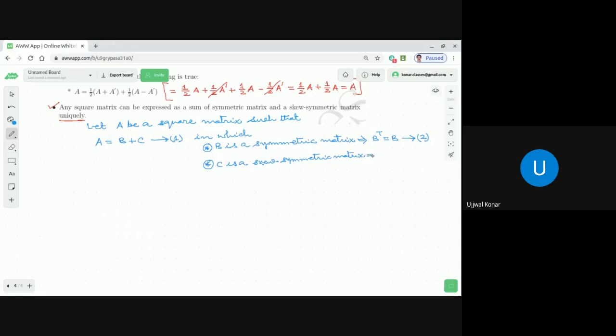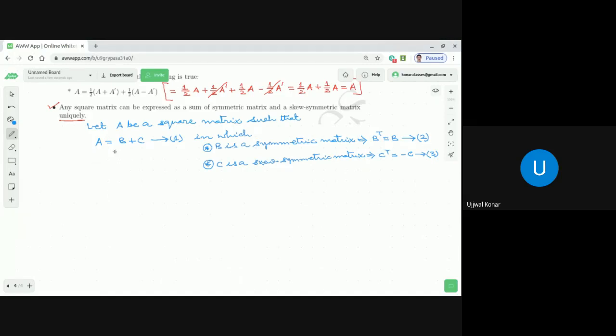That implies, from the definition of skew-symmetric matrix, C transpose is equal to minus C. So this we give as equation 3. So dear students, so far what we have done, we have expressed A as a sum of two matrices in which one is a symmetric matrix, which is B, and another one is a skew-symmetric matrix, that is C. That means A has been expressed as B plus C, in which B is a symmetric matrix and C is a skew-symmetric matrix. Correct?